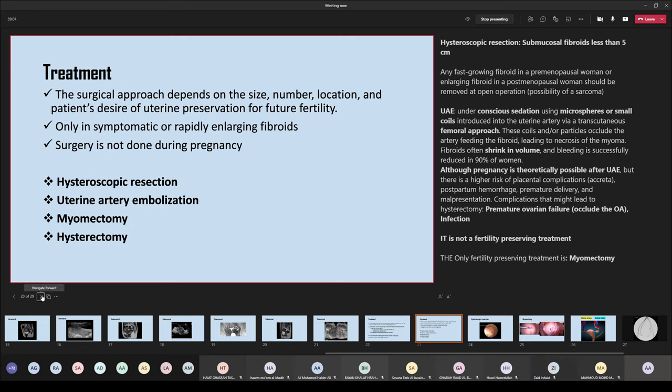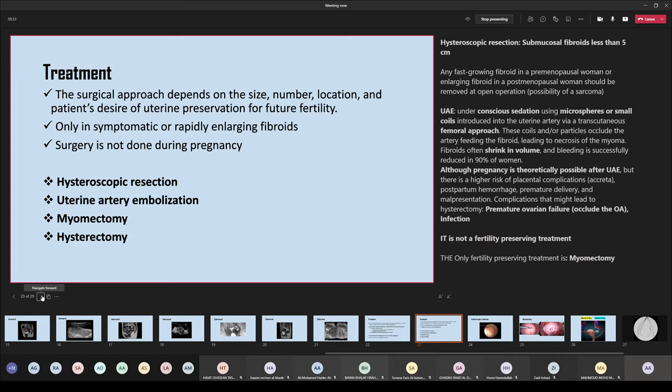Now we will move to the more surgical approach. Again, the surgery depends on the size, the number, the location, and the patient's desire of uterine preservation for future fertility. We should mention that only in symptomatic or rapidly enlarging fibroids do we move to the surgical approach immediately.